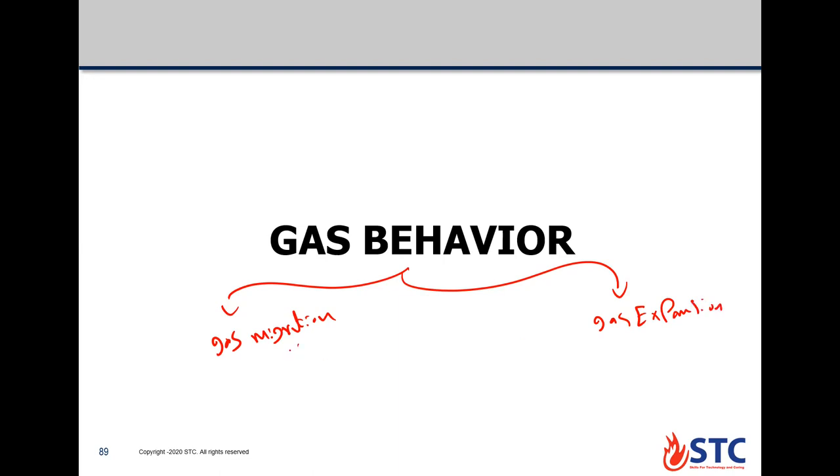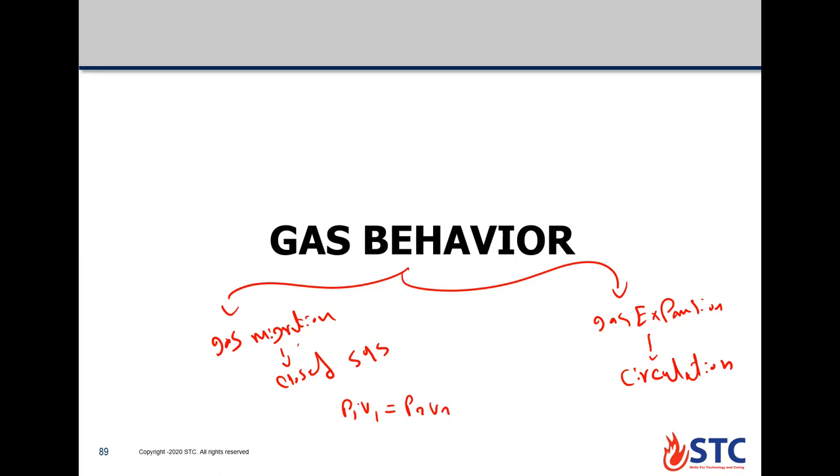Gas migration always happens in a closed system. Okay, so the well is closed, but here, what happens with circulation? The well is open. Here we follow Boyle's law: P1 V1 equals P2 V2.